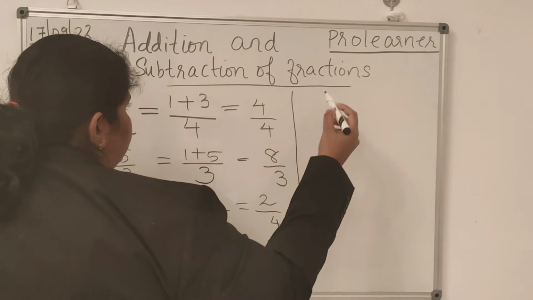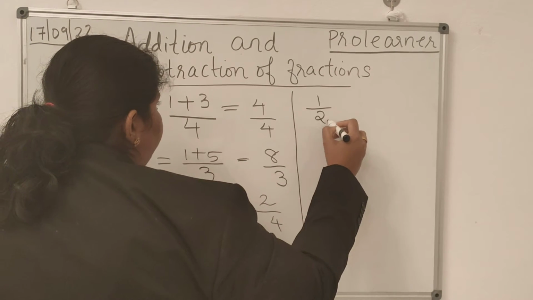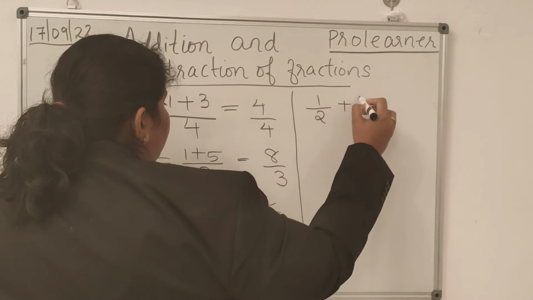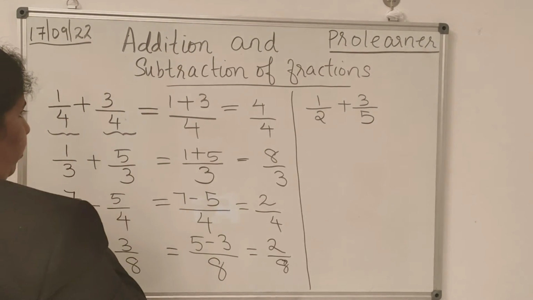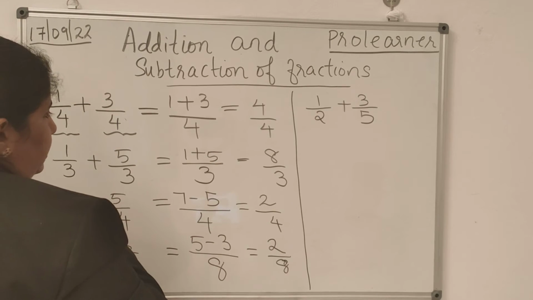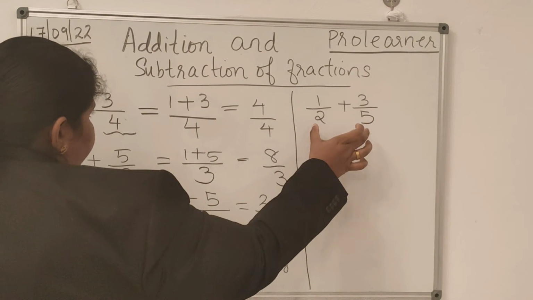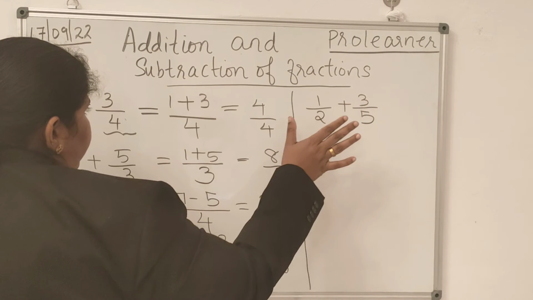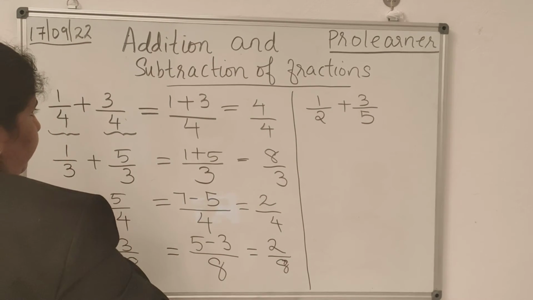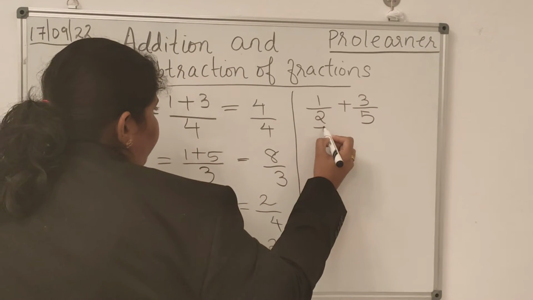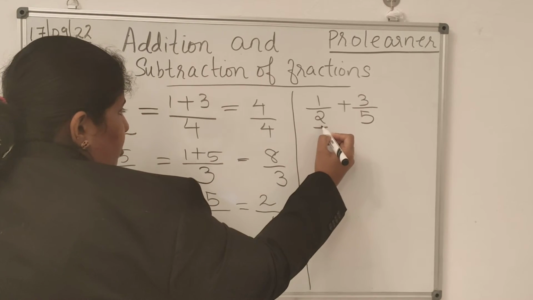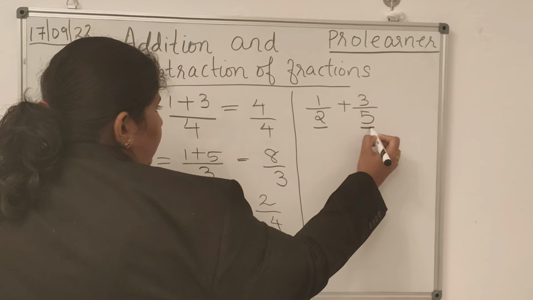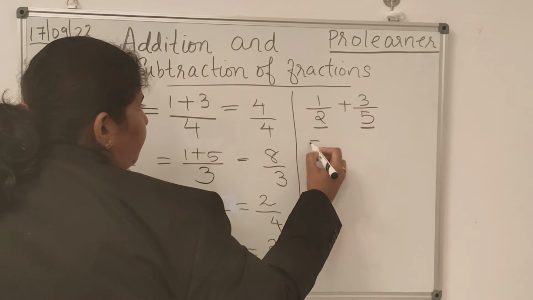Now coming to unlike fractions. Unlike fractions means fractions having different denominators. Okay. So 1 over 2 plus 3 over 5. How will you do this? For doing this, we have to make the denominator the same. For that, what we will do? We can see the numerator here is 1, right? And then the denominator here is 2, right? Here the denominator is 5.